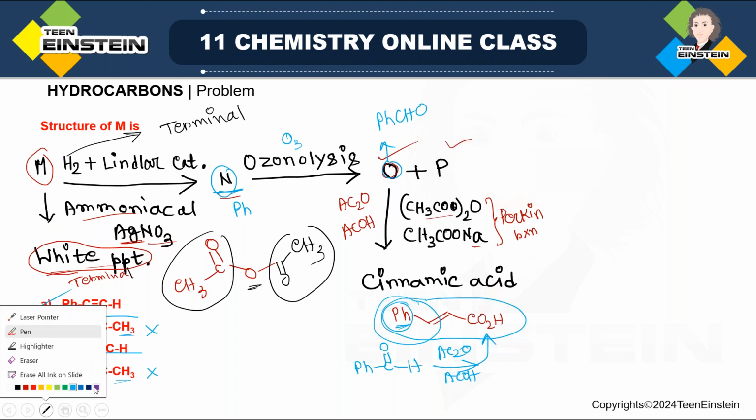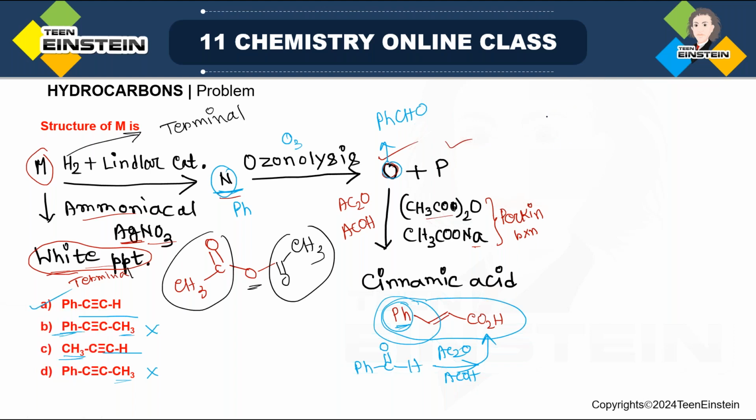Now finally we will write the full equation, what is actually happening here. So if it is PhC triple bond CH, in presence of this ammoniacal AgNO3, there is formation of PhC triple bond CAg, which is basically responsible for the white precipitate. Now, if you are treating it with H2 and Lindlar catalyst, this will be syn addition, and both the hydrogens will be added from the same side, and there will be generation of PhCH double bond CH2. So this is our N, this is our M.